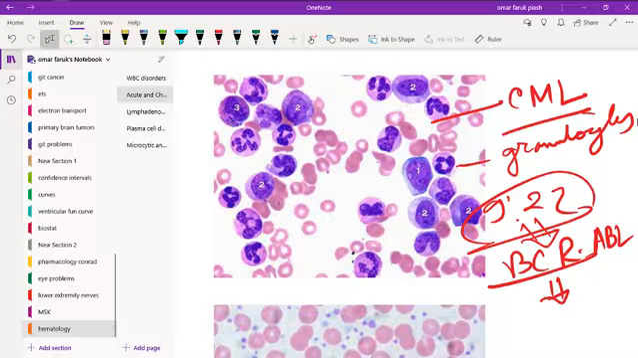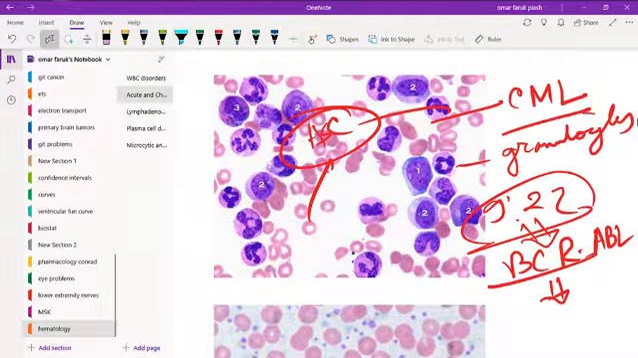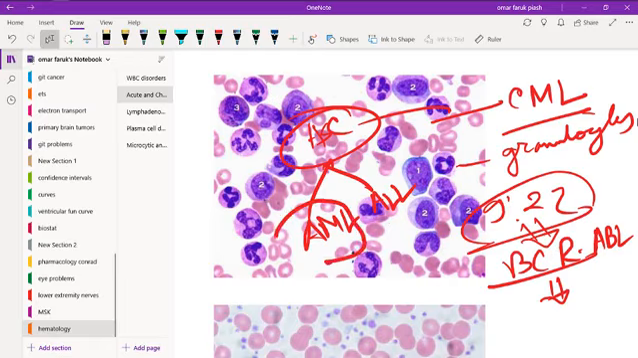Splenomegaly is most common, and this CML can transform into AML or ALL. How? Because this CML can hit the hemopoietic stem cell. The hemopoietic stem cell has the ability to generate both AML and ALL. That's why it may happen that CML can transform into AML and ALL.